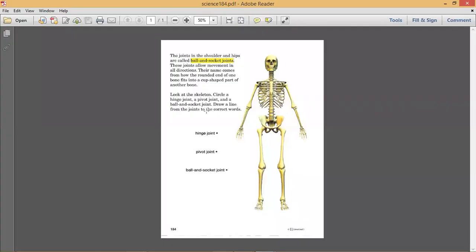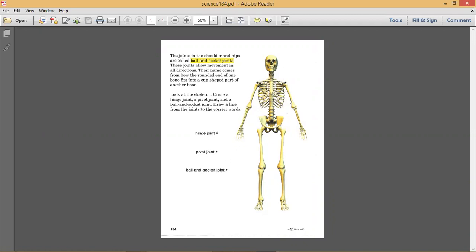So on page 184, I want you to look at this skeleton. You have to circle a hinged joint, a pivot joint, and a ball and socket joint. Draw a line from the joints to the correct words. What do I mean by that?